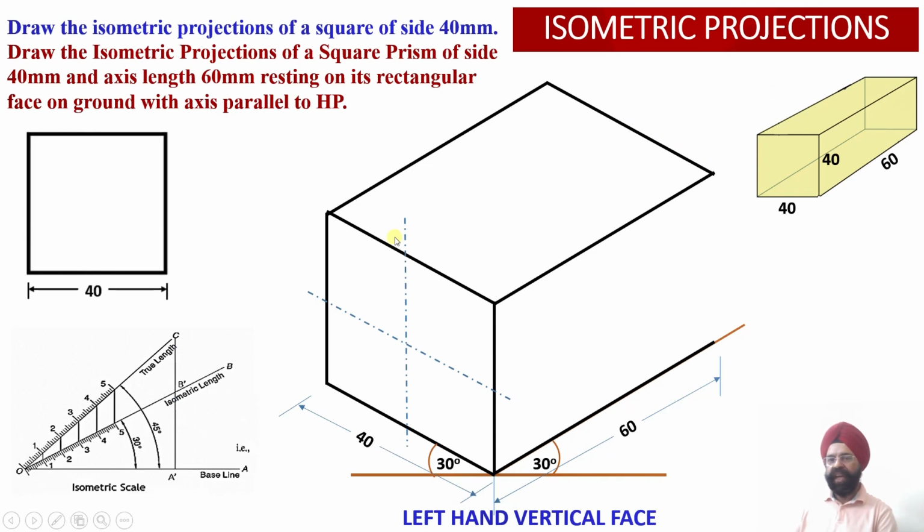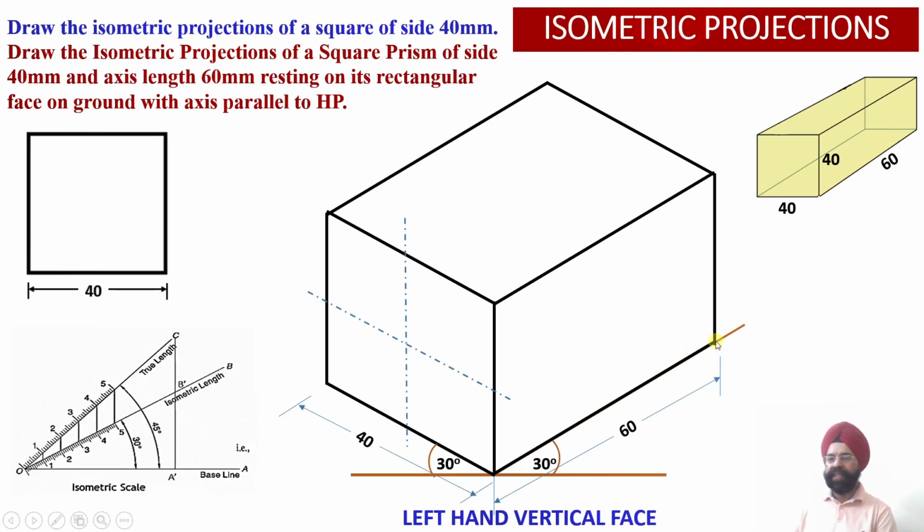So this edge and this edge, they are parallel to the isometric x axis, right? And then similarly this edge and this edge, they are again parallel to the isometric y axis over there, and this edge and this edge, they are parallel to the isometric z axis. So this completes the construction of the square prism which is resting on its base.